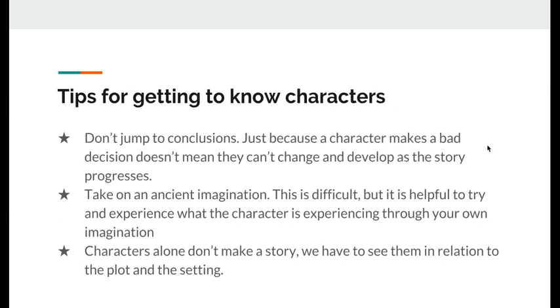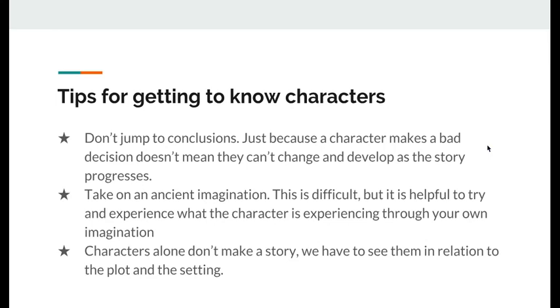And finally, some tips. Don't jump to conclusions. Just because a character makes a bad decision doesn't mean they can't change and develop as the story progresses. Remember, look how Jacob changed from a greedy brother to a confessing worshiper of God. So don't jump to conclusions. Allow the story to progress, allow the story to come to an end, and then make your conclusion.